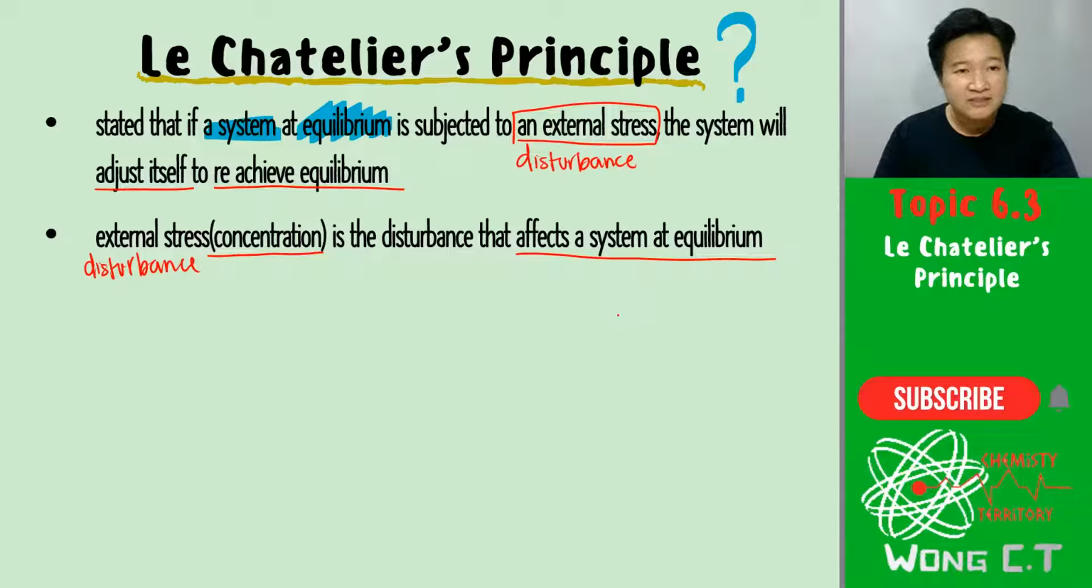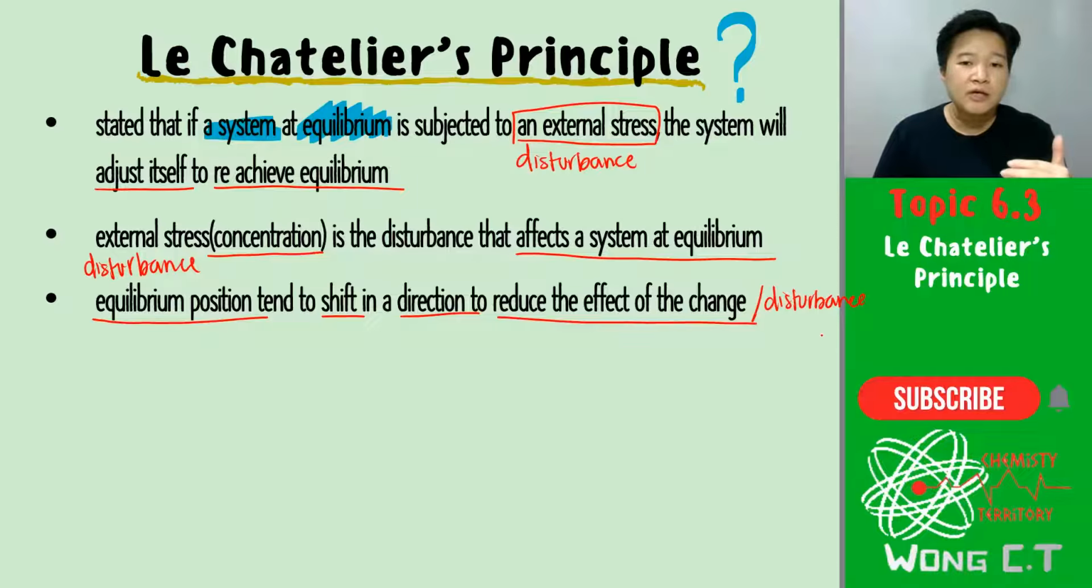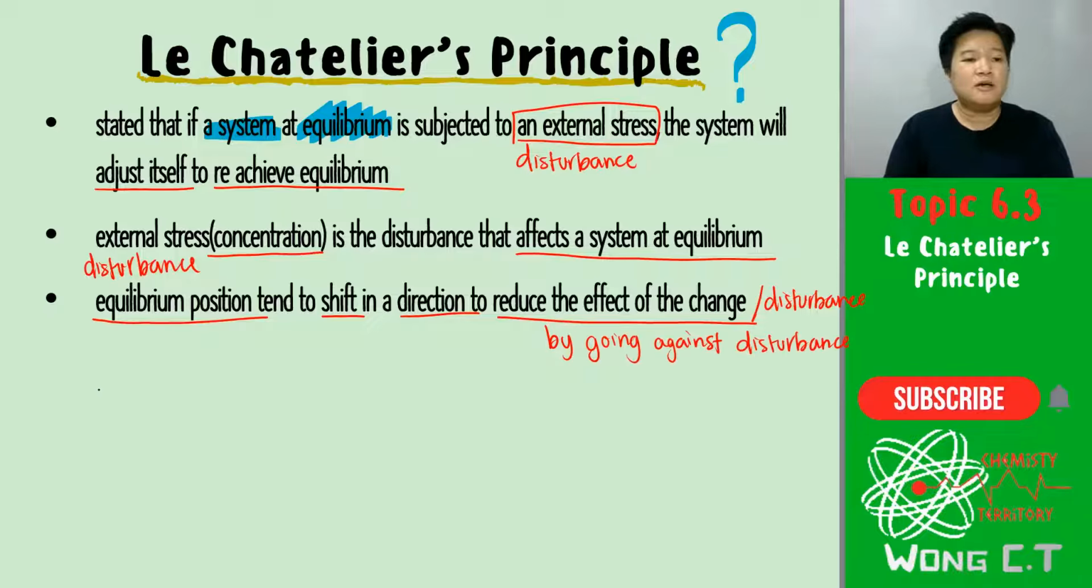So what will your system do? How can your system adjust itself? The equilibrium position will tend to shift in a direction that will reduce the effect of the change or disturbance. The system will reduce the effect of the disturbance by going against it. The system will try to minimize the effect of the external stress you put into the system that is already at equilibrium.